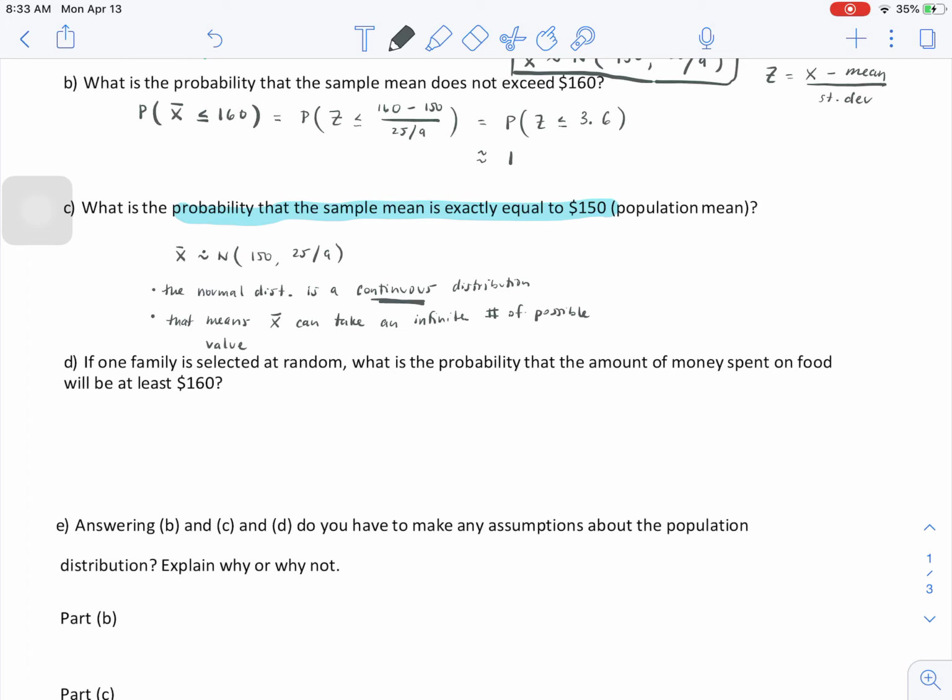So if our sample mean can take on an infinite number of possible values, then the probability that it takes on exactly any single value is 0. Because 1 out of infinity is really, really infinitesimal, or 0. So this is a fact for any continuous random variable. The probability that any continuous random variable equals any single value is 0.